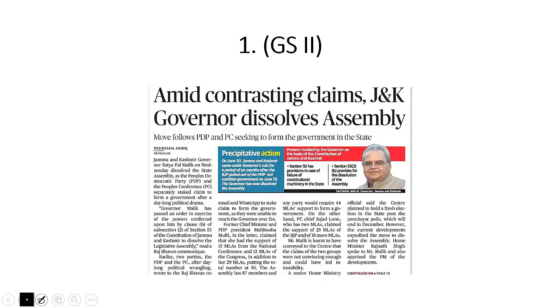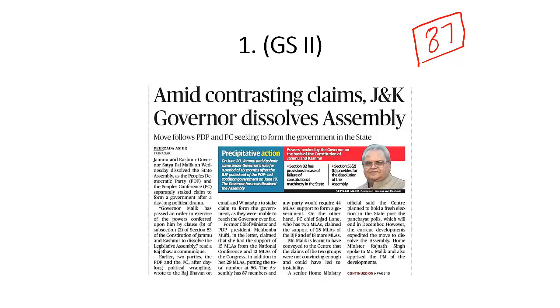In 2015, there were elections to the Jammu and Kashmir Legislative Assembly and no political party was in a position to form a majority in the 87-member House. Then what happened? PDP and the BJP came together and formed the government. So it was a coalition government. In June this year, the BJP withdrew support to the government, and from then onwards, there was a governor's rule in the state of Jammu and Kashmir.